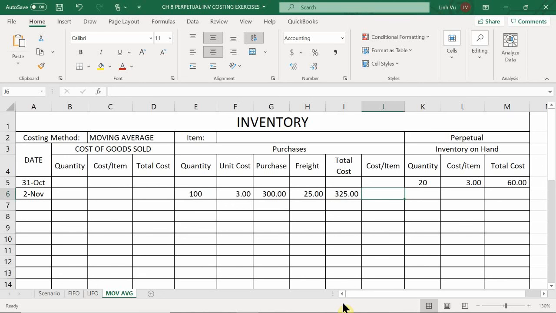Now here, do we need to do our cost per item? Oh no, we just add it to our inventory. Yes, we needed to add it to our inventory. Now in this case, how did I teach you to do this?